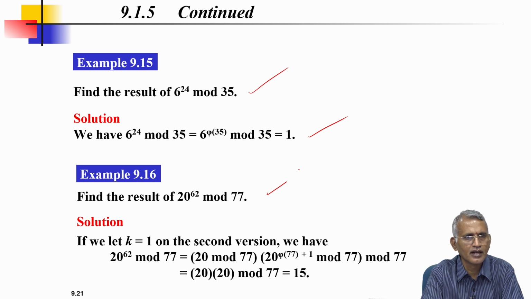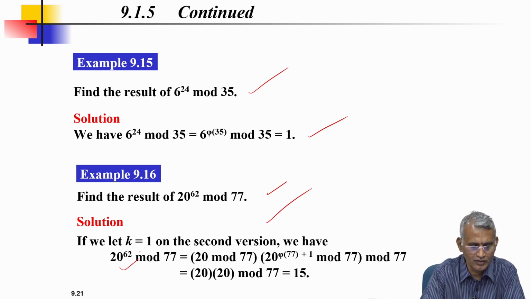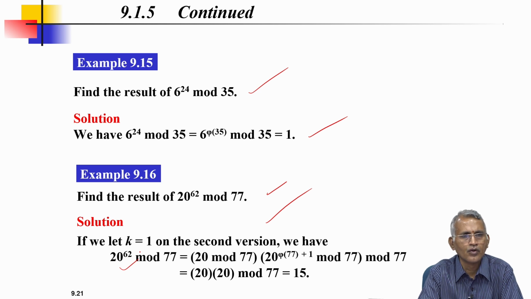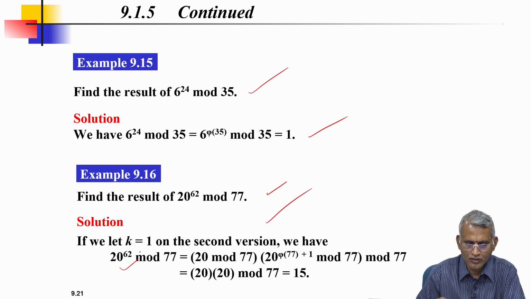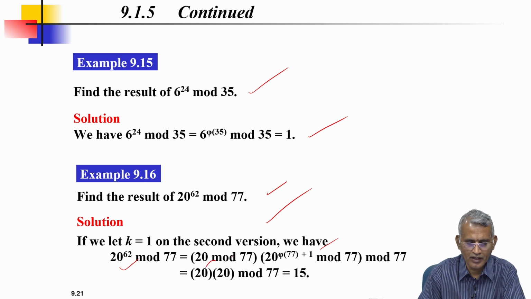The solution is, if we take k equal to 1 in the second version, we have 20 power 62 modulo 77 can be written as 20 modulo 77 into 20 power phi of 77 plus 1 under modulo 77, split into 2 like that. So this value is 20 and this value is also 20, and 400 modulo 77 is 15. This way we can calculate the value of 20 power 62 under modulo 77.